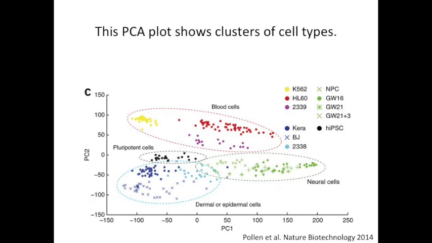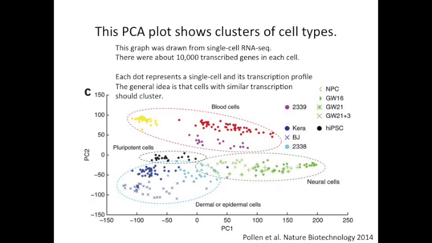Here's an example PCA plot that I got from an article that I was just reading. It shows clusters of cell types. This graph was drawn from single-cell RNA sequencing data. There were about 10,000 transcribed genes in each cell, and each dot in this graph represents a single cell and its transcription profile. The general idea is that cells with similar transcription profiles should cluster.